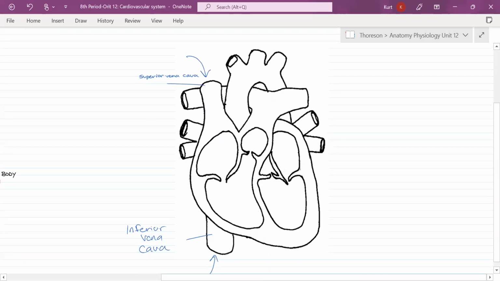Now, both of these, the top and the bottom, will go through the vein and they will empty into this chamber. This first one is called your right atrium. This is the first stop for blood when it has returned to your heart from your body. They both empty into the right atrium.